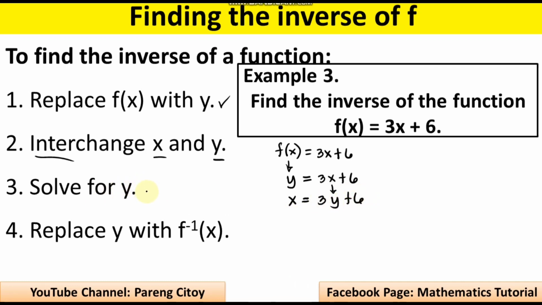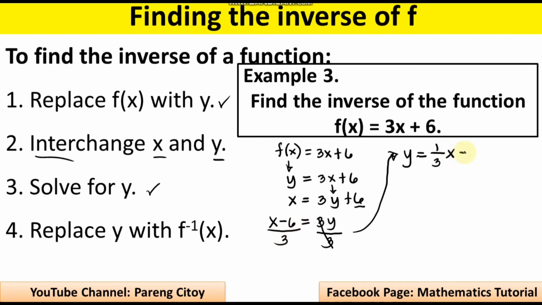Then step number 3, you need to solve for the new y. So for x, we transpose the positive 6 to the other side, becoming negative 6, equals 3y. Then to find the value of y, divide both sides by 3. Divide by 3, so this will be eliminated. The remaining value, y equals, this one can still be simplified. That is 1 over 3 x, and negative 6 divided by 3 is negative 2.